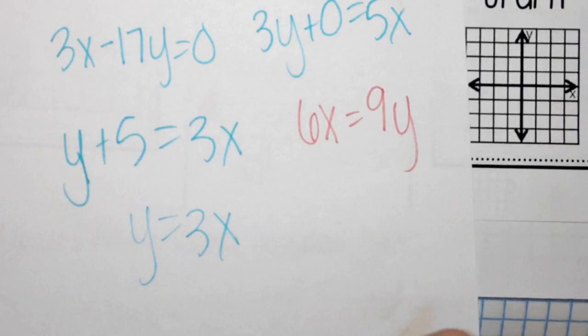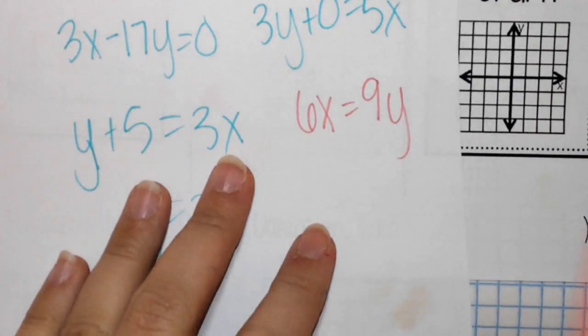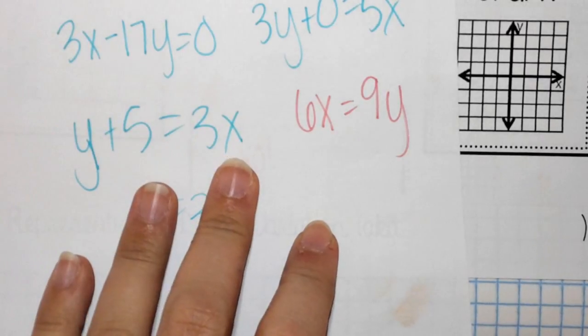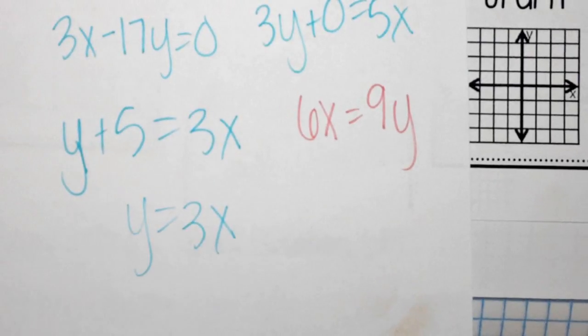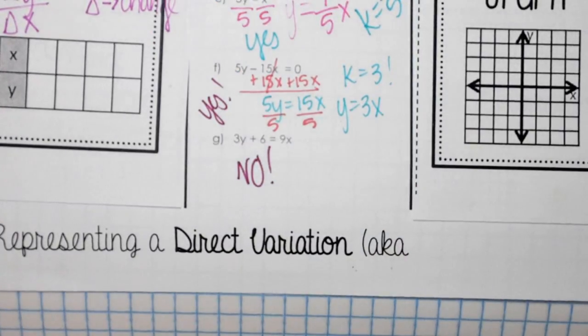Divide by 9. So what would the y-intercept be? 0. It's always 0 in a direct variation. Alright, now let's look at a graph.